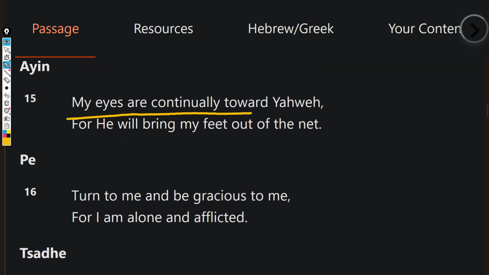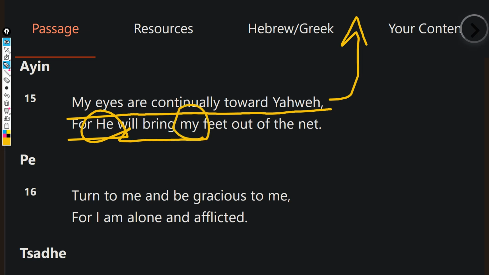My eyes are continually toward God. So this is not just, I'm looking up. It's not that he's just continually looking up to heaven. It's the metaphoric, I am looking towards you. I am seeing your face. God, I see no face, but I'm looking towards your face. I want to look towards your presence. For he, God, will bring my, King David's, feet out of the net. The snare in which I have been in, God will save me.